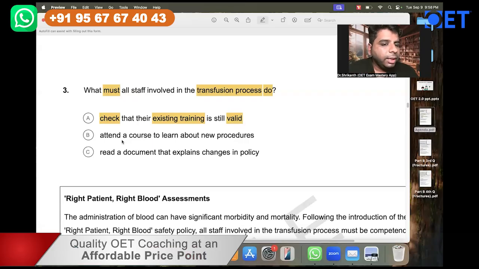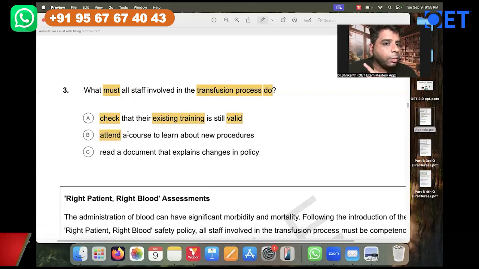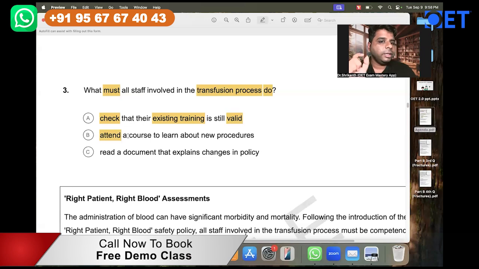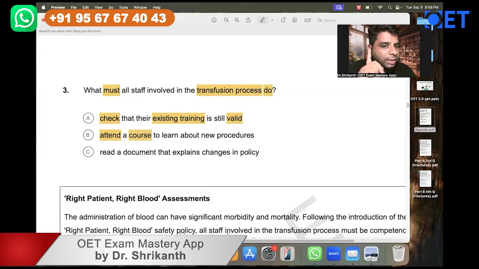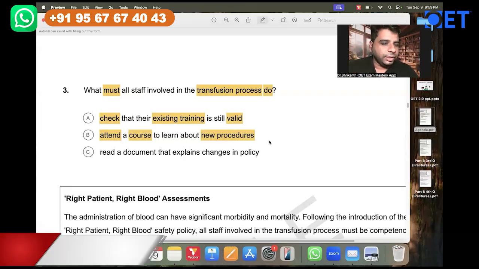Answer option B, they must attend a course. Now see over here the singular tense and plural tense. So what is the tense over here? A basically means just one. So that means they have to compulsorily attend one single course. And what is this course teaching about? Teaching about new procedures. So this particular course over here is explaining about new procedures.